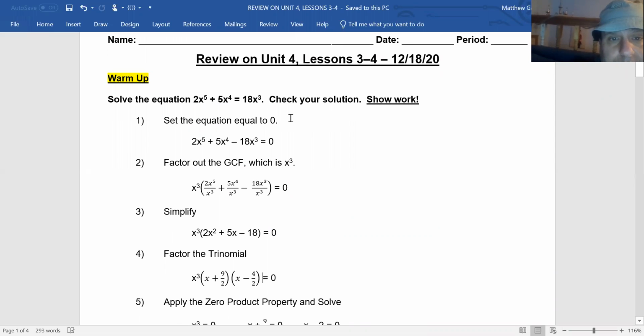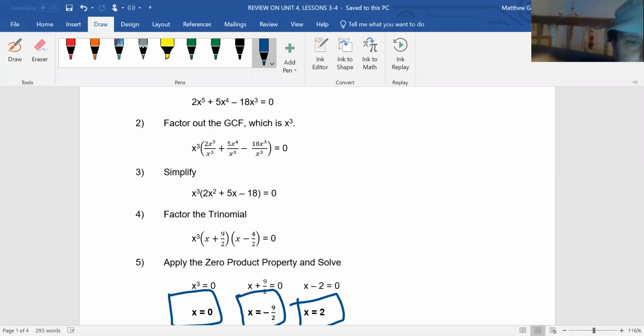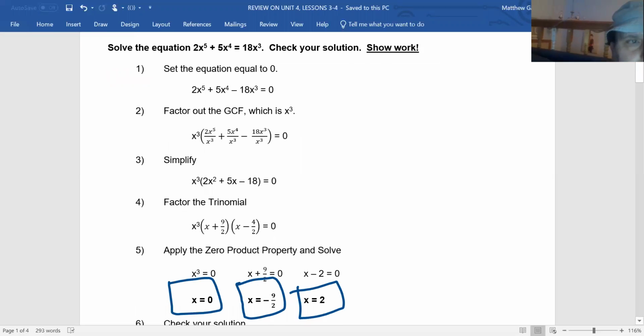So you set the equation equal to 0, factor out the greatest common factor, which in this case is x cubed. And then we divide all 3 terms by x cubed, and we get x cubed times 2x squared plus 5x minus 18.